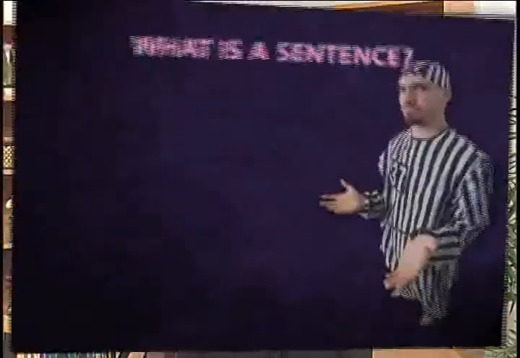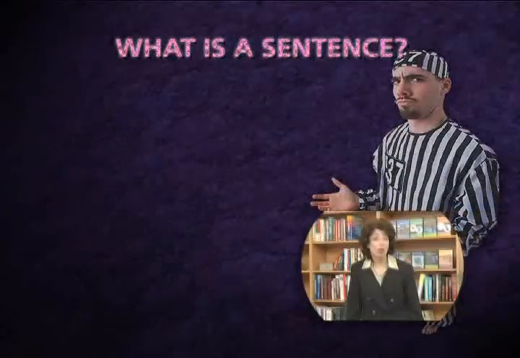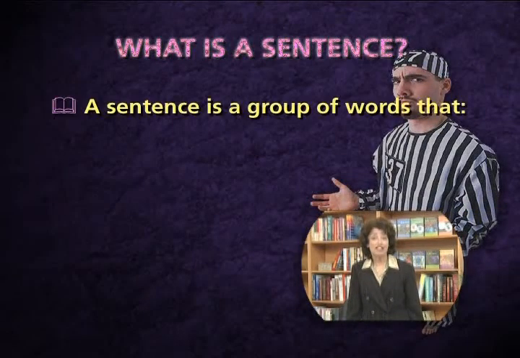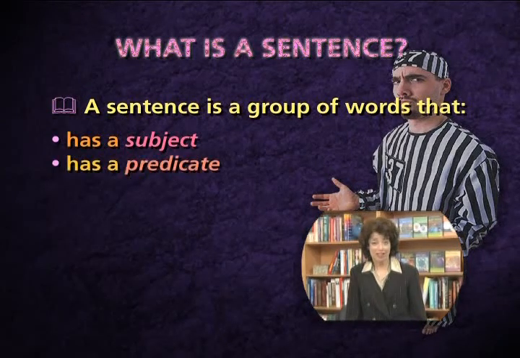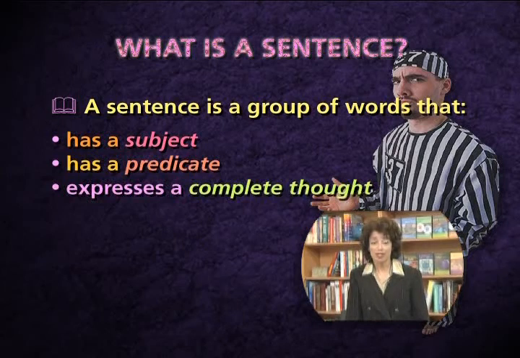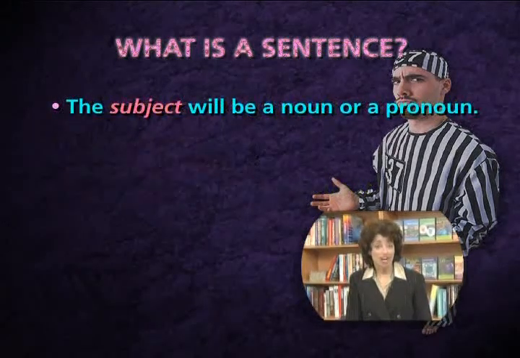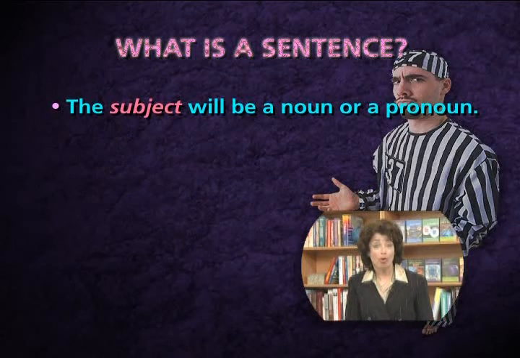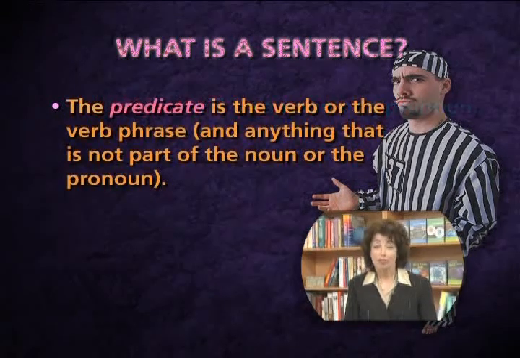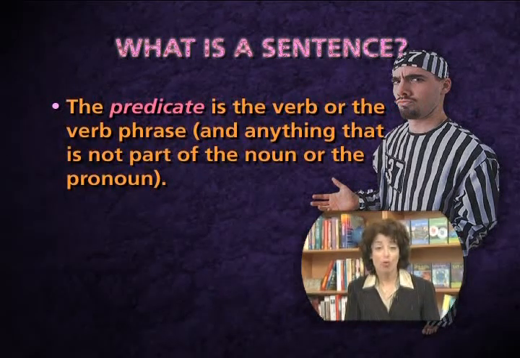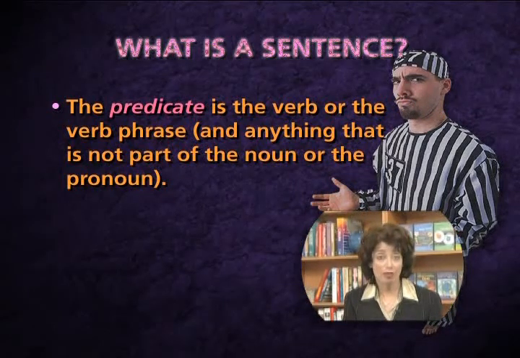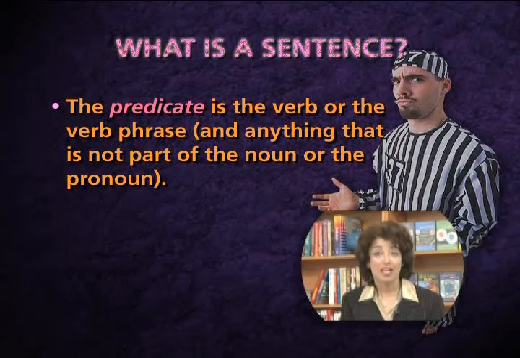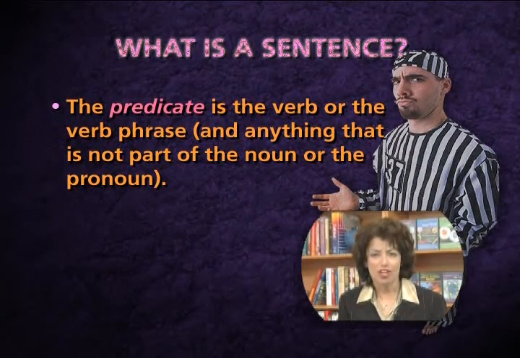This is the fourth program in the series, Crafting Sentences. First of all, what is a sentence? A sentence is a group of words that has a subject, a predicate, and expresses a complete thought. The subject will be a noun or a pronoun. The predicate is the verb or the verb phrase, and anything that is not part of the noun or the pronoun. Let's take a look at some examples to see what we're talking about.